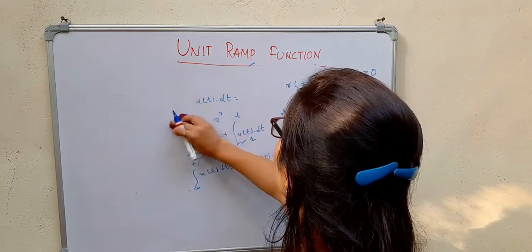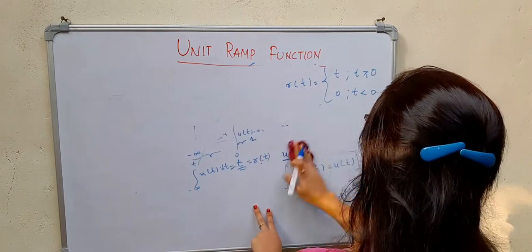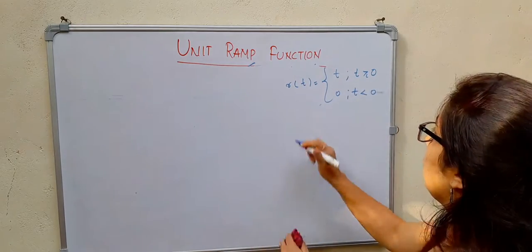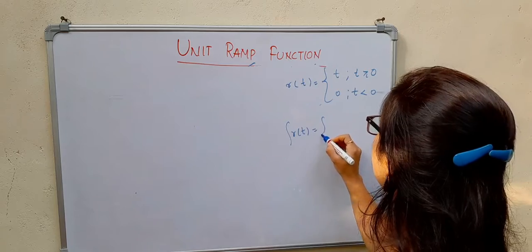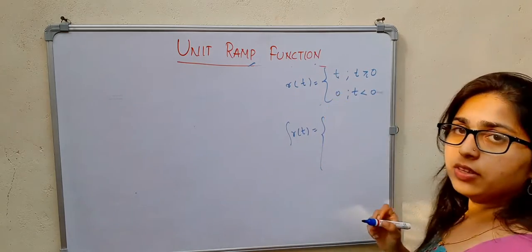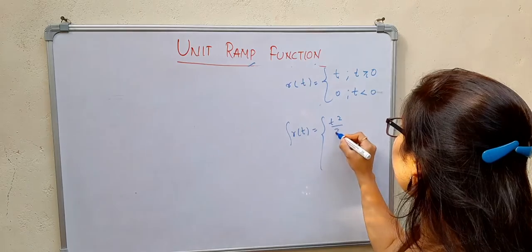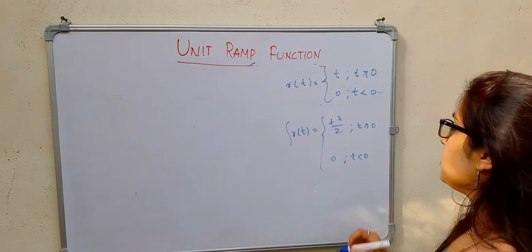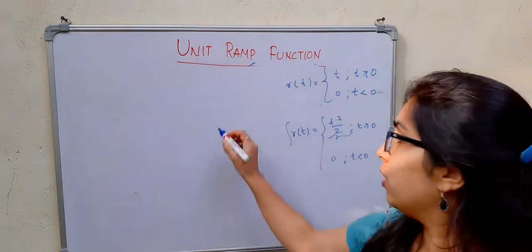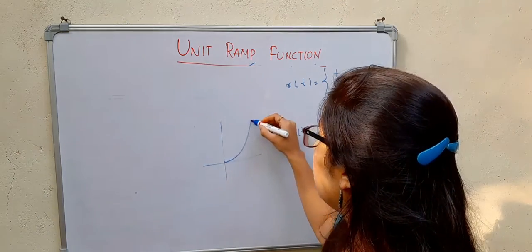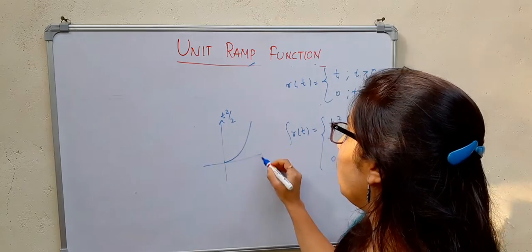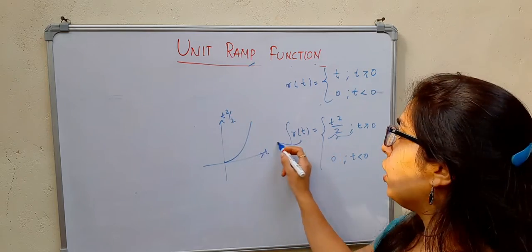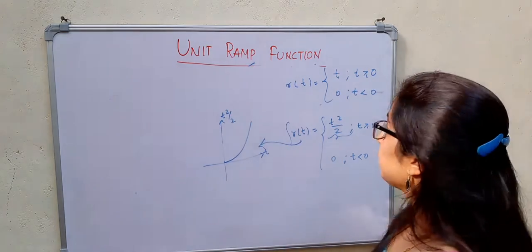Now if I integrate r of t, see, when you integrate t with respect to t, you are going to get t square by 2, for t greater than or equal to 0. This is 0 for t less than 0. This is nothing but a parabola, right? This will be t square by 2. So when you integrate r of t, you are going to get a parabola.